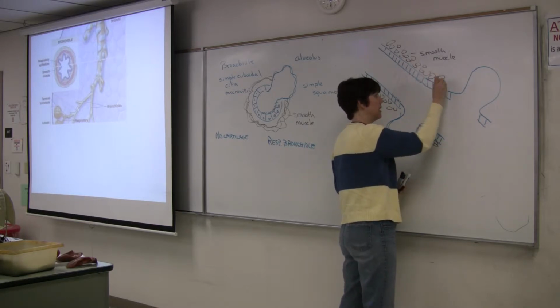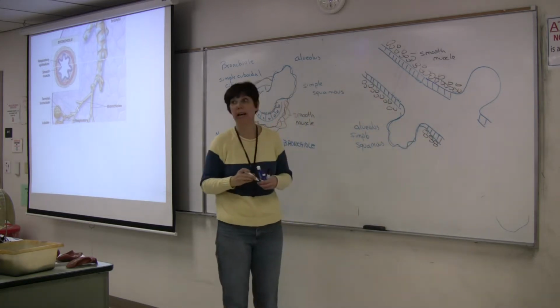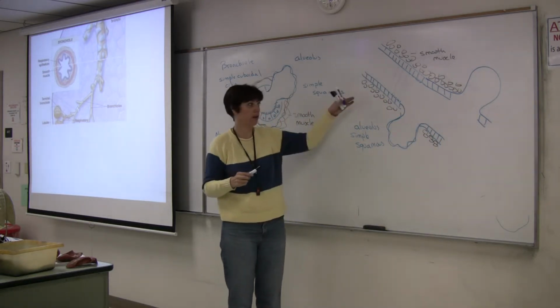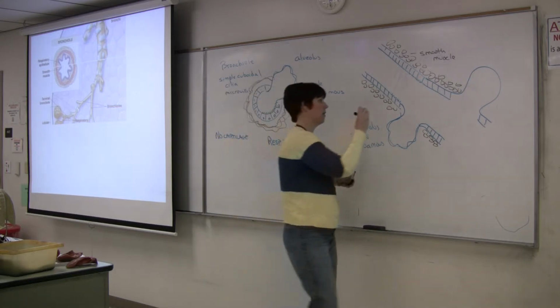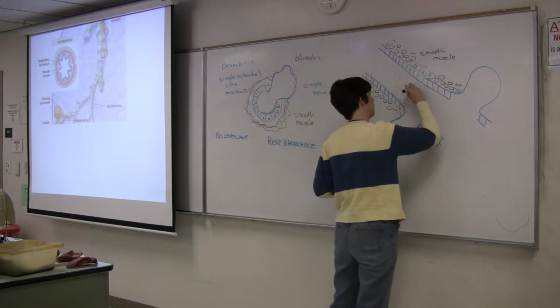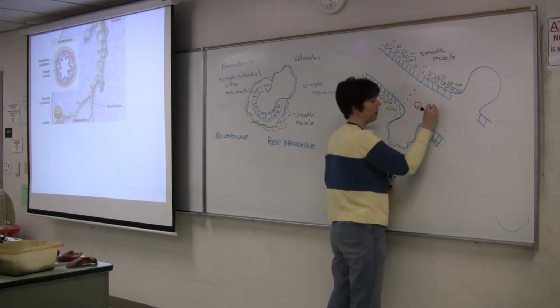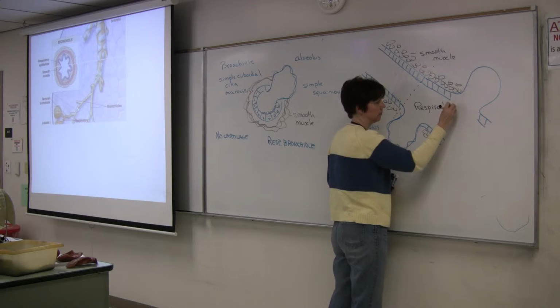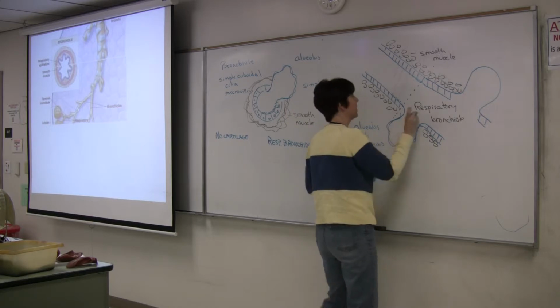So as soon as we see that first alveolus appearing, we now change from a bronchial to a respiratory bronchial, all right? So I'm gonna draw a dotted line across here. And this is now a respiratory bronchial, just like I identified that as.